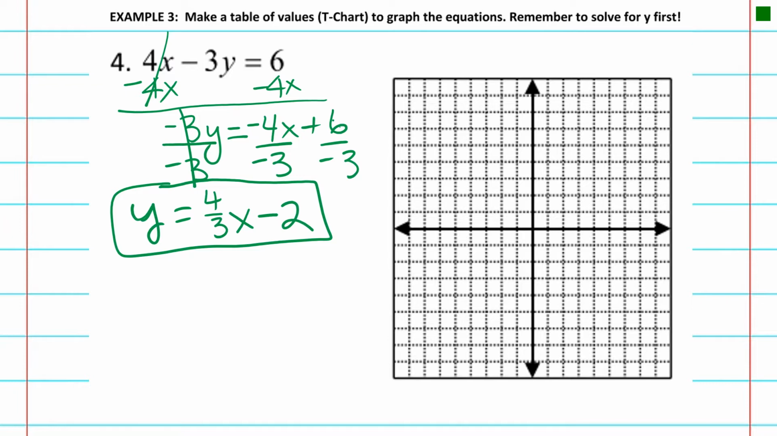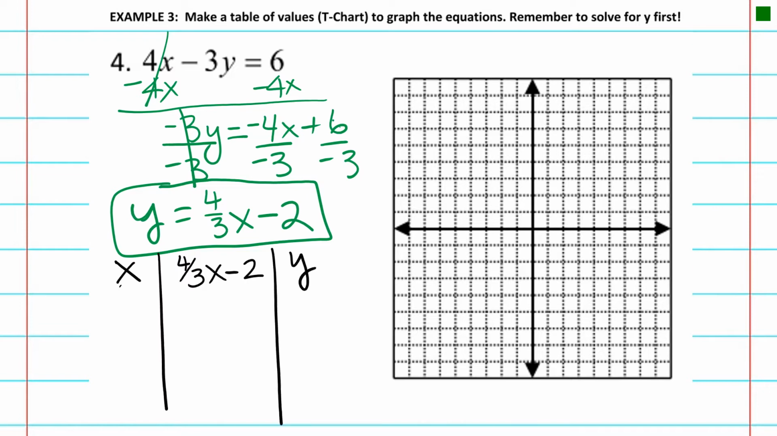So now I'm going to make my t-chart. So I'm going to have x. I'm going to have 4/3 x minus 2. And then I'm going to have y. All right. So in this case, I have a fraction in front of my x. So I bet you're thinking, you know what 3 numbers I should use for x's, right? I want the denominators to cancel out. So I'm going to use negative 3. I'm going to use always 0. And then I'm going to use positive 3 because that's going to make those denominators cancel out.